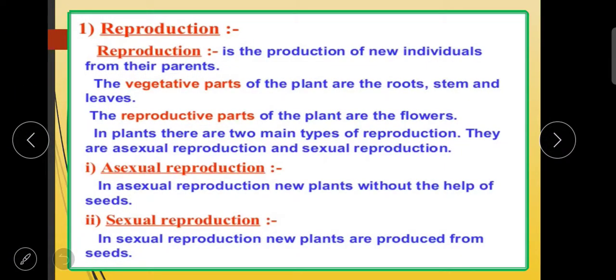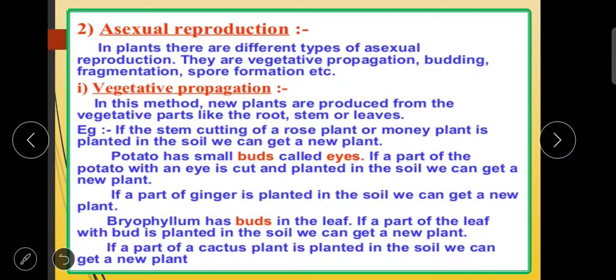As we have just now seen, reproduction is the production of new individuals from their parents. The vegetative parts are roots, stem and leaves. The reproductive parts of the plant are flowers. There are two main types of reproduction, asexual and sexual. Asexual reproduction happens without the help of seed, and sexual reproduction happens because of the seed. In asexual reproduction, the first type we have seen is vegetative propagation.